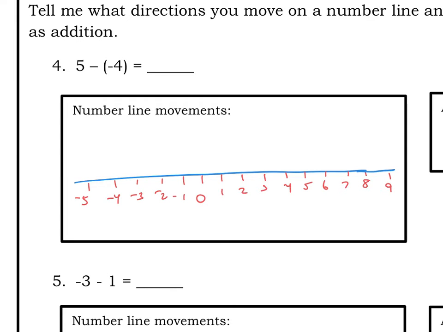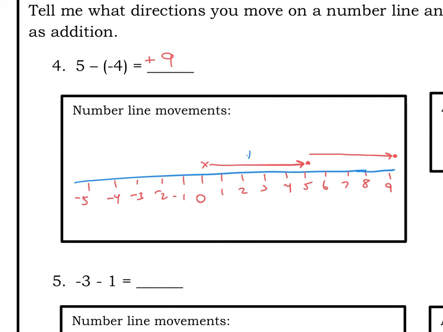Okay, I start at 0. I need to go in a positive 5 direction, so I end up there. And then I'm going to move the opposite of a negative 4 direction, which is a positive 4 direction. And in doing so, I end up at positive 9. So 5 minus negative 4 is equal to positive 9.